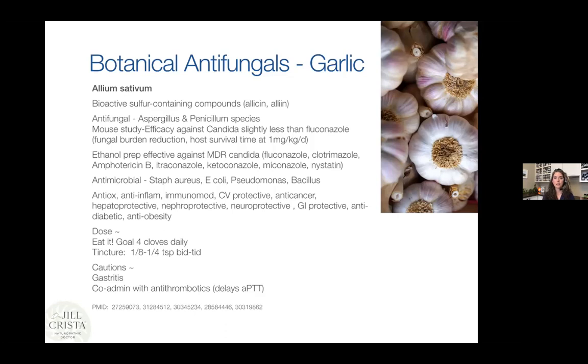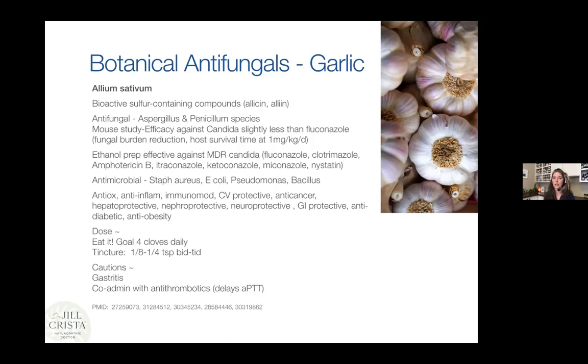It's antifungal against mold, not just candida. A lot of people say, oh, that's just an antifungal for yeast. This one is actually against Aspergillus and Penicillium species. So it's great for colonization. You can spray garlic in your nose. And it's amazing also for candida and candida resistance.